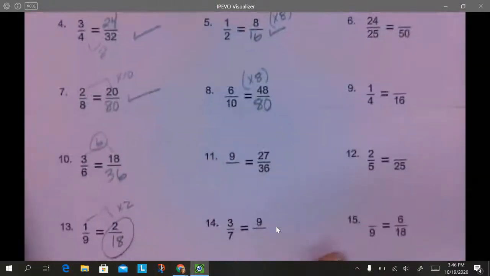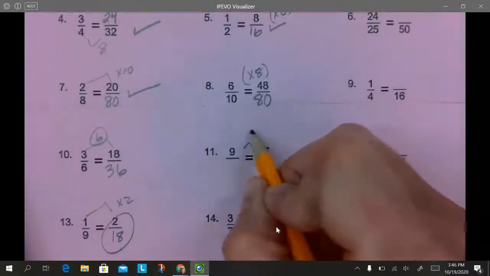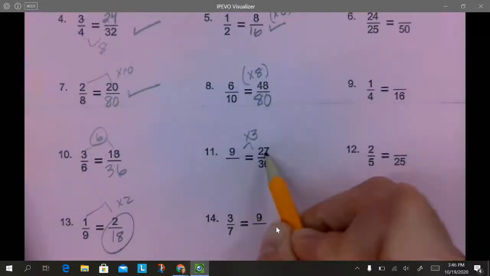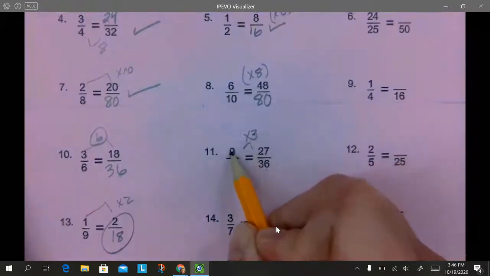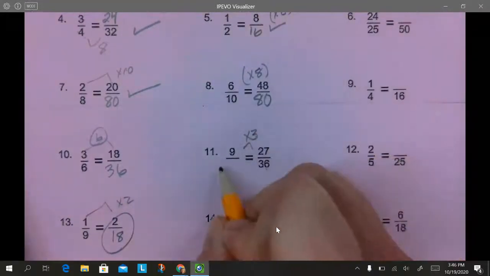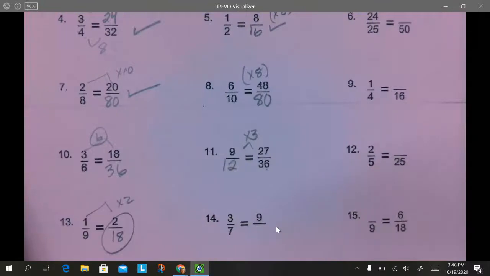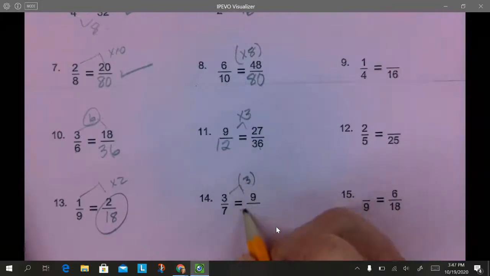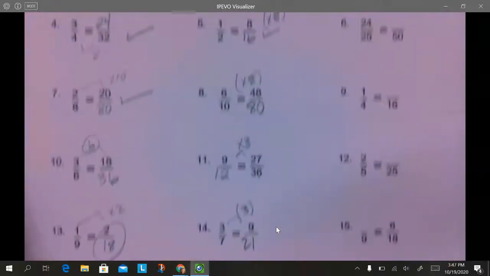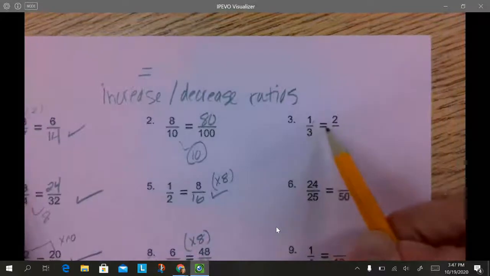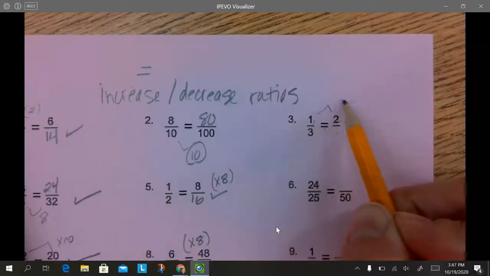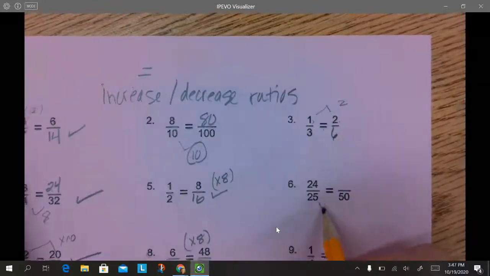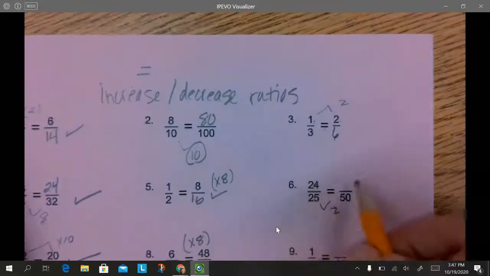What about this one? 9 times something is 27, so something times 3 is this, or 27 divided by 3 is 9, so 36 divided by 3 would be 12, right? What about this one? 3 times 3 is 9, so 7 times 3 is 21. Look at this one. 1/3 equals 2 over something. So 1 times 2 is 2. So 3 times 2 is 6. 25 times 2 is 50. 24 times 2 is 48.